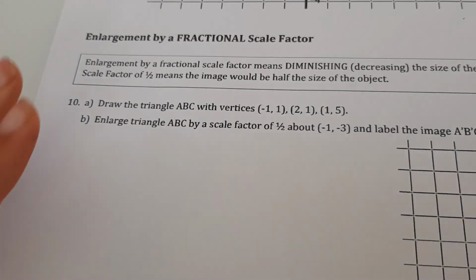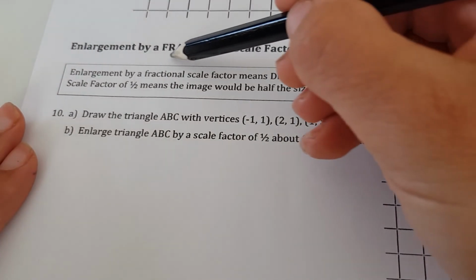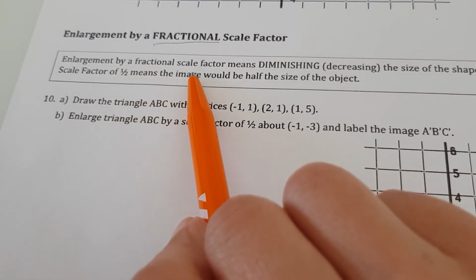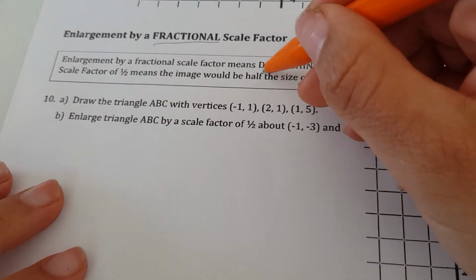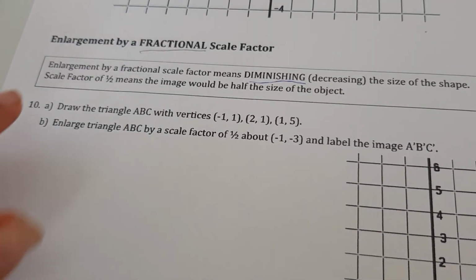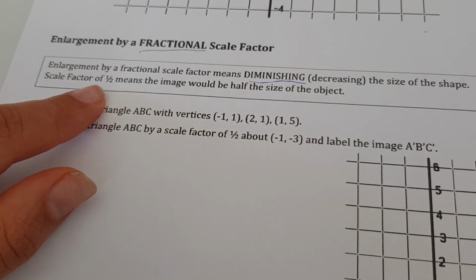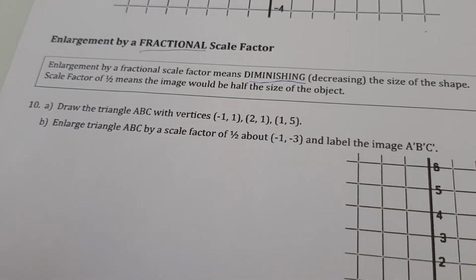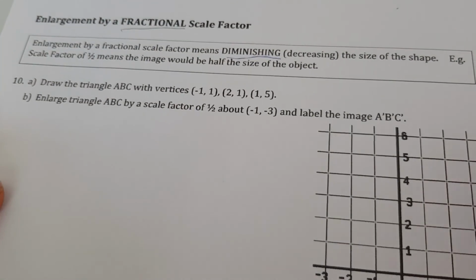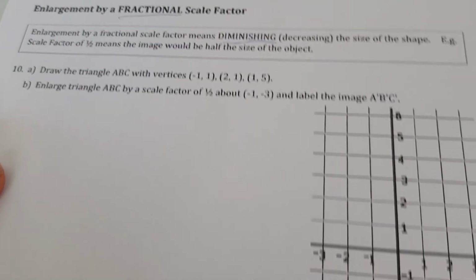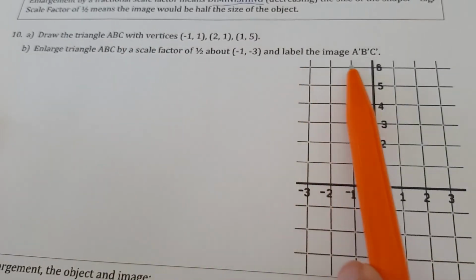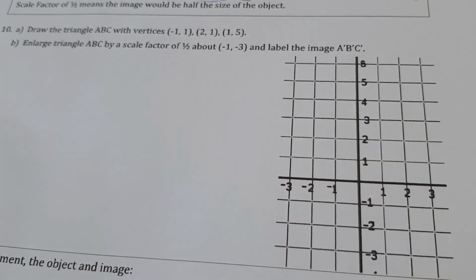Now, what happens if the scale factor is a fraction? When the enlargement is by a fractional scale factor, in that way we are diminishing, we are decreasing the size of an object. If you have scale factor of half, what does that mean? A scale factor of half means half the size. So it will be half the size of the object, of the original shape. So start by drawing this one, and then I will explain how we're going to find the image.